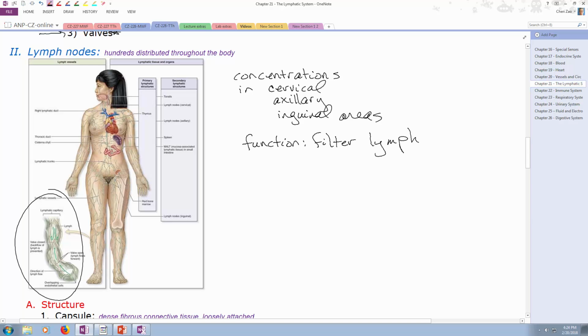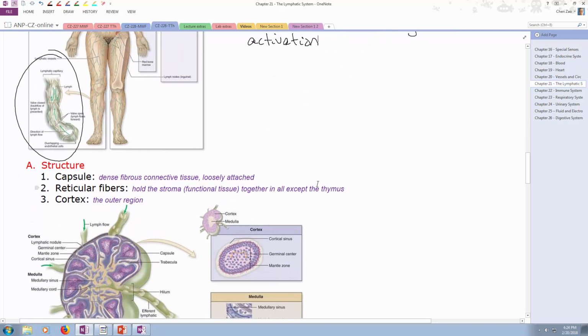So if there's no infection, the lymph goes through really quickly. But if there is an infection, then we're going to actually slow down the filtration so that we can pull more stuff out. Our lymph nodes are major sites of immune system activation. So let's take a look at lymph nodes now.